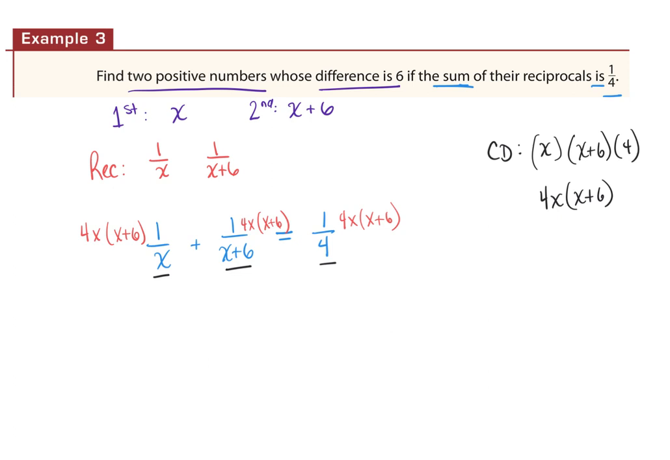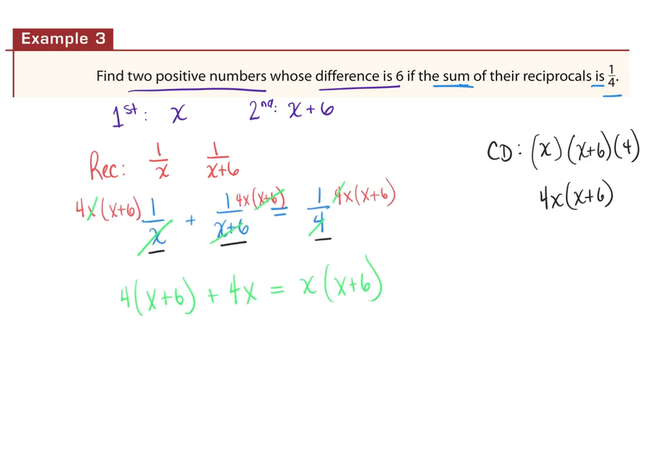And then I'm going to cancel. All of my denominators should cancel if I did this correctly. X and x cancel, so I have 4 times x plus 6 times 1. Over here, my x plus 6's cancel, I have just the 4x times 1. And over here, my 4's will cancel, and I have x plus 6. Everybody see what I did? If you do it right, all of your denominators should cancel.